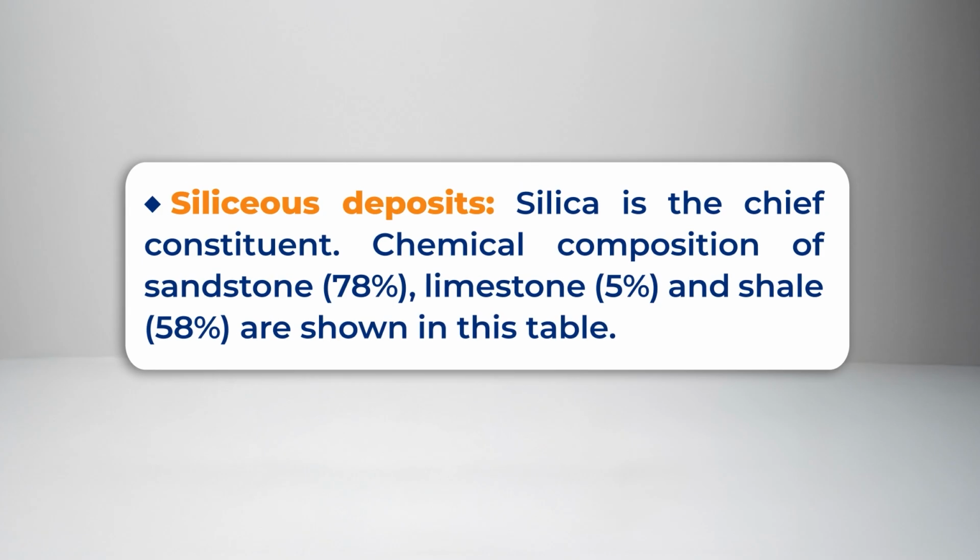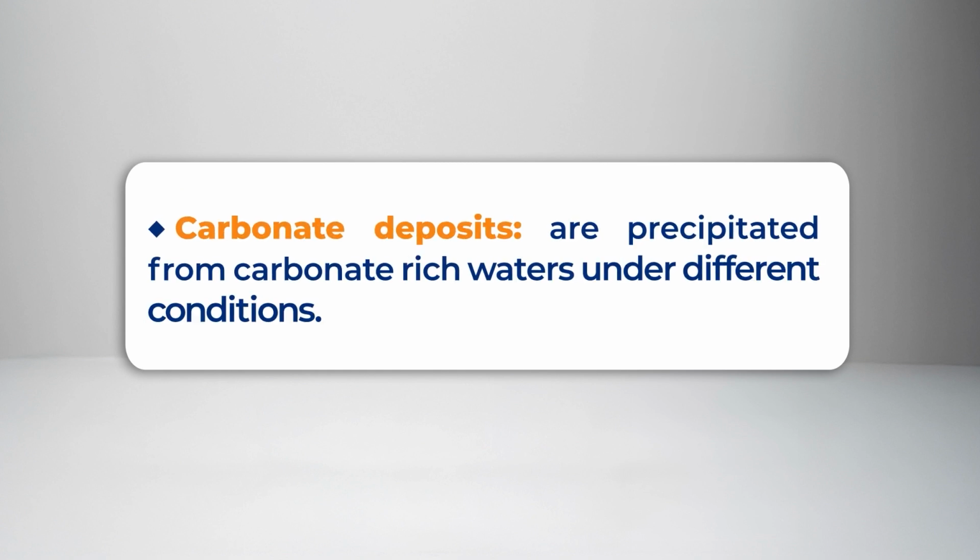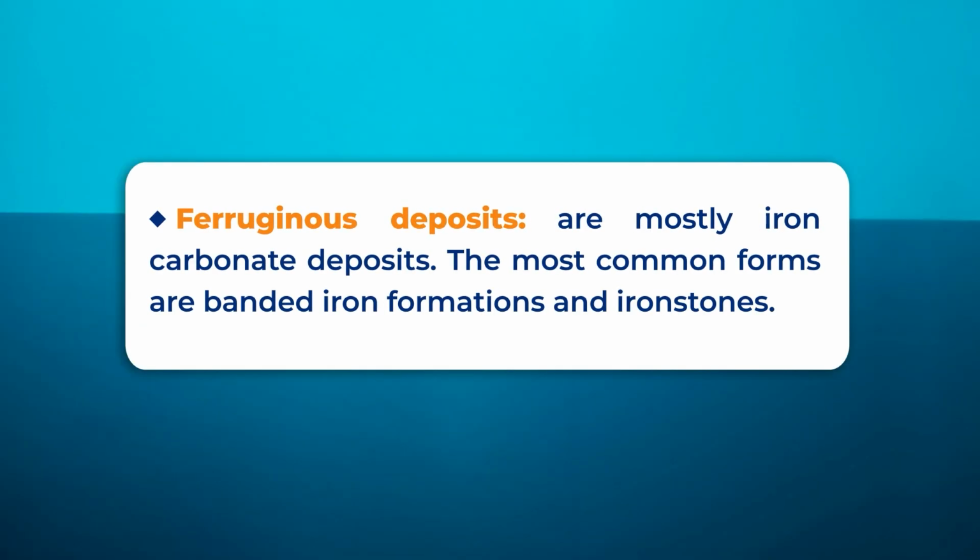In the siliceous deposits, silica is the chief constituent, and the chemical composition of sandstone here in this table is 78%, whereas in limestone it is 5% and in shales it is 58%. Carbonate deposits are precipitated from carbonate rich waters under different conditions. Ferruginous deposits are mostly iron deposits, iron carbonate deposits, and the most common forms are banded iron formations and iron stones.